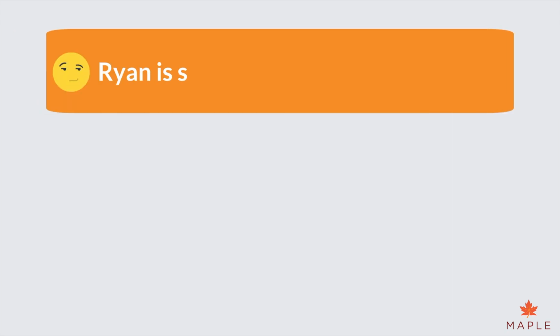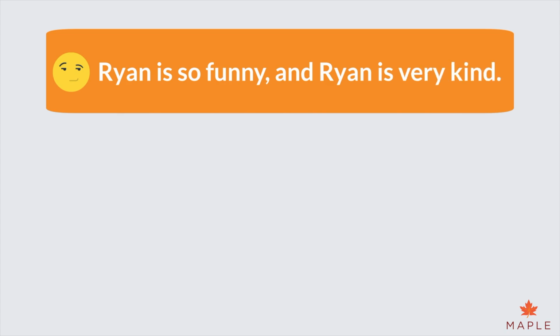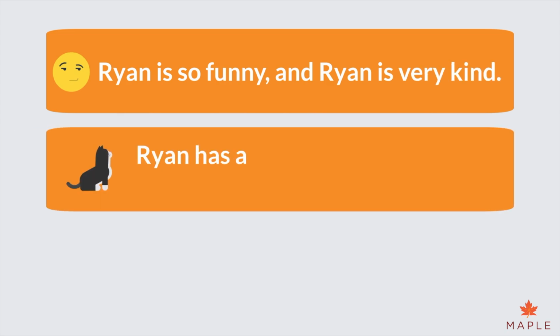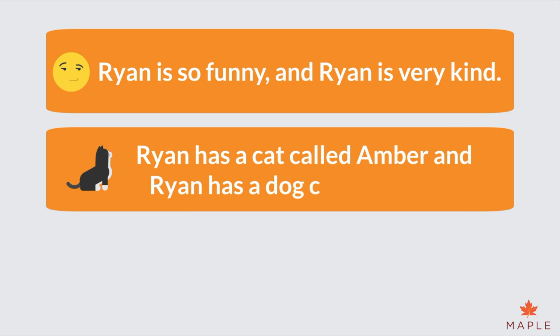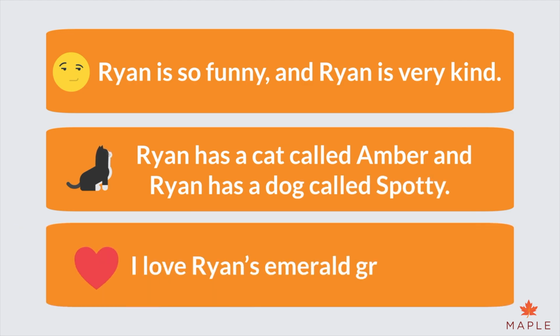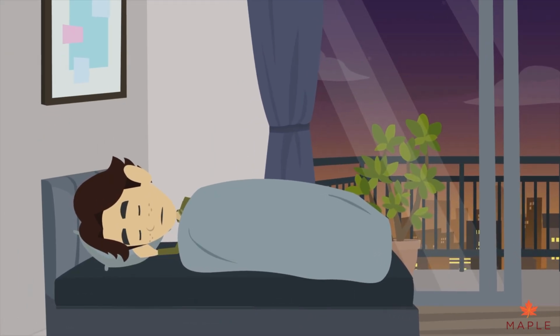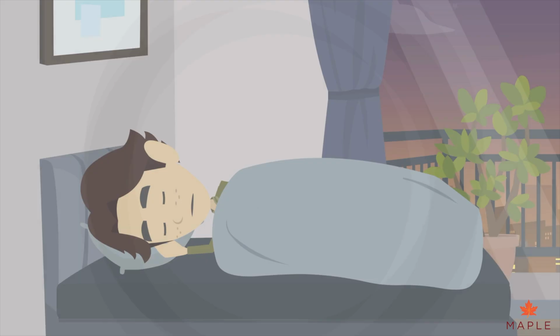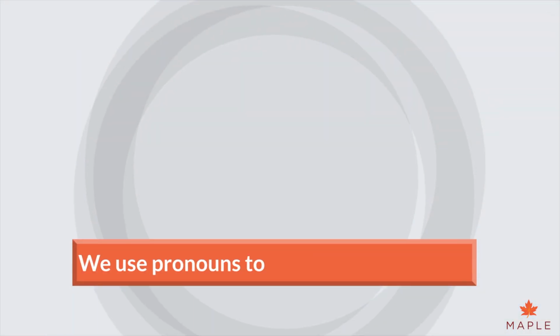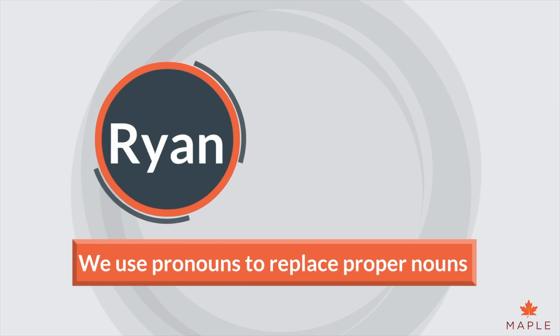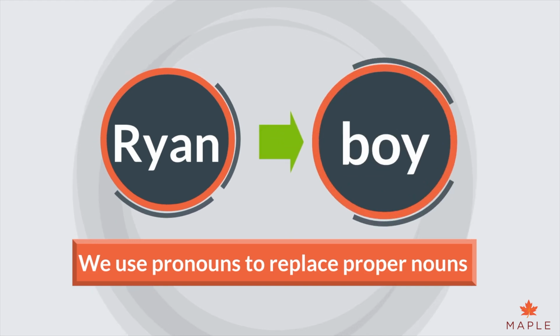Ryan is so funny, and Ryan is very kind. Ryan has a cat called Amber, and Ryan has a dog called Spotty. I love Ryan's emerald green eyes. Oh, it comes across as monotonous and dull. We use pronouns to replace proper nouns like Ryan or common nouns like boy.